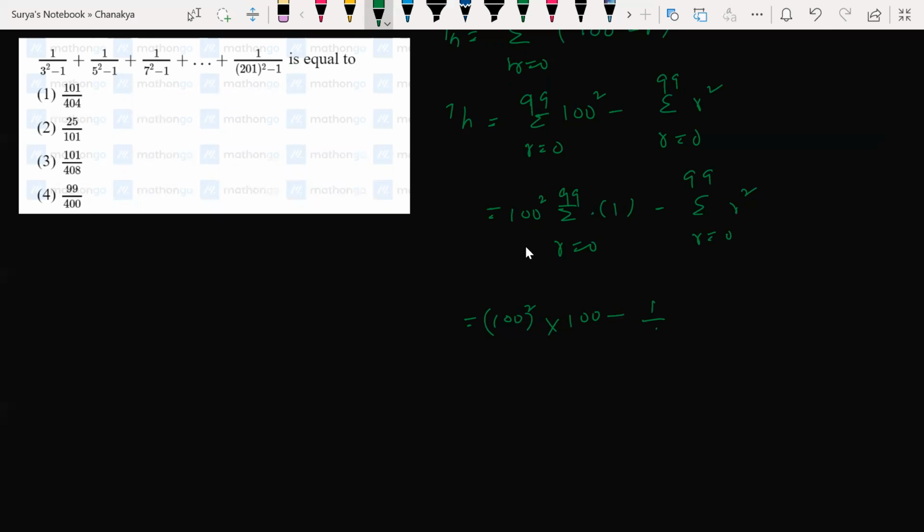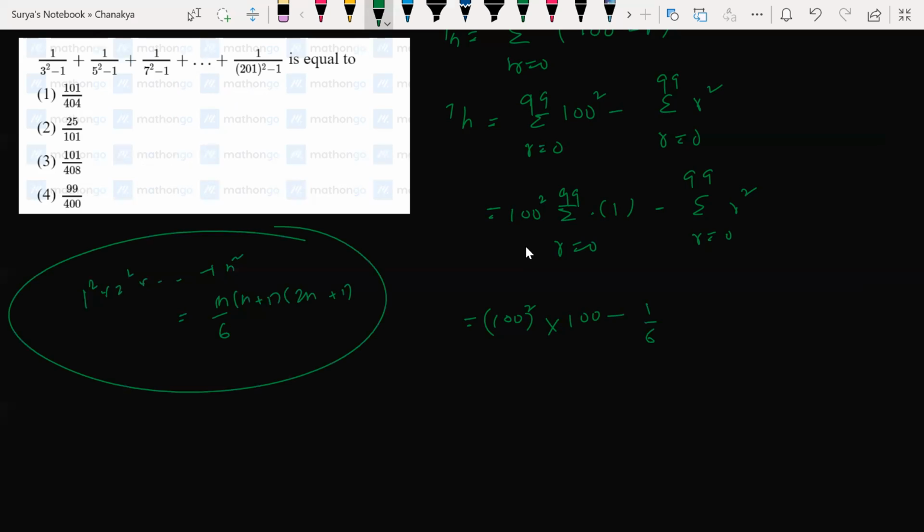What is the sum of the squares? Sum of the squares of n numbers. So what do you get here? 1 square plus 2 square plus 3 square, like this, beta. 1 square plus 2 square till n square. What is the answer? 1 by 6 into n plus 1 into 2n plus 1. Correct. This is the formula I'll be using here.